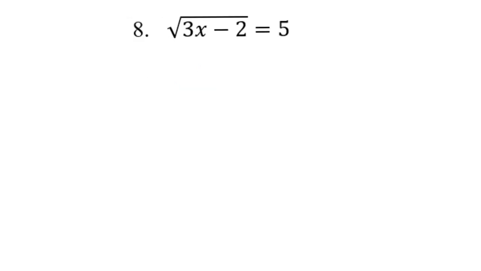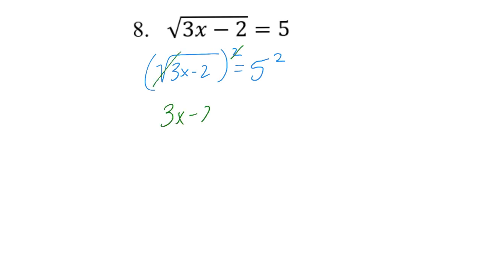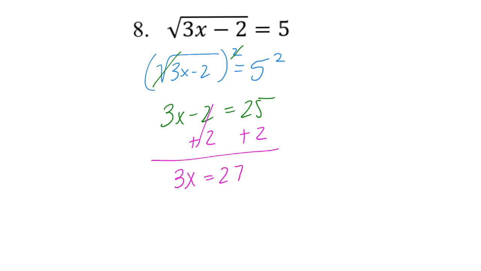All right, last one, number 8. So we have a square root over the entire thing. So then to get rid of that, we have to square both sides. So then when you square both sides, you're left with 3x minus 2 equals 25. And now we solve like normal. Add 2. 3x equals 27. Divide by 3 on both sides. x equals 9. And that's it.